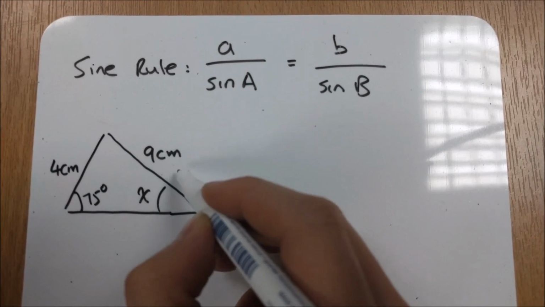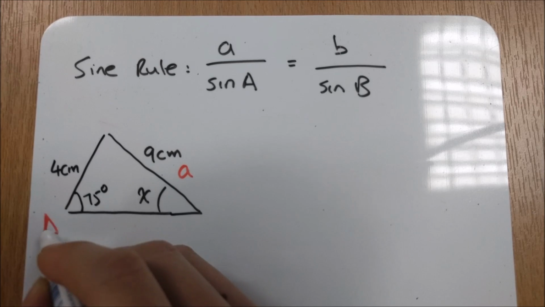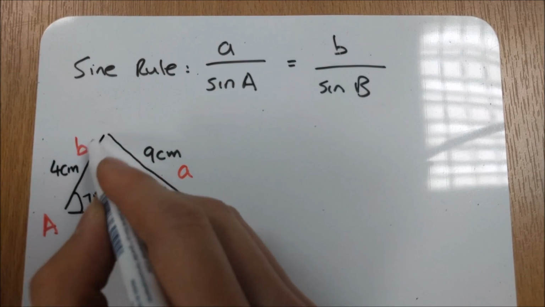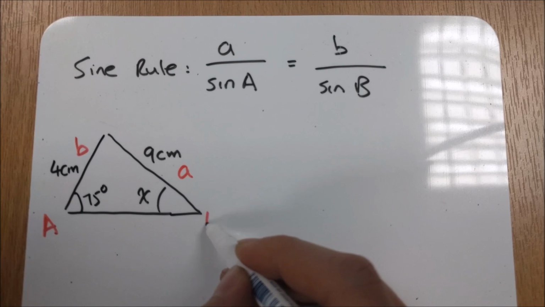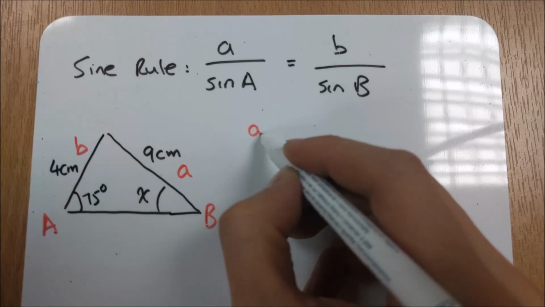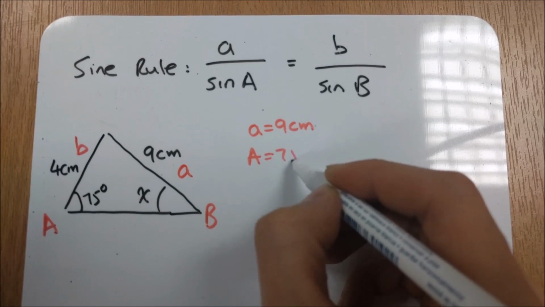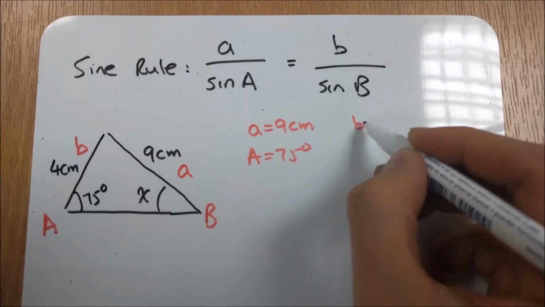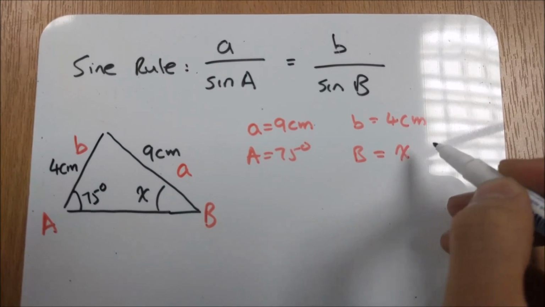So 9 centimeters, I'm going to label that small a. If I label this side small a, this side will be big A. This leaves this side, 4 centimeters, to be small b, and this side of the unknown angle will be capital B. So again, writing everything out, I have small a equals 9 centimeters, capital A equals 75 degrees, small b is 4 centimeters, and capital B is my unknown x.